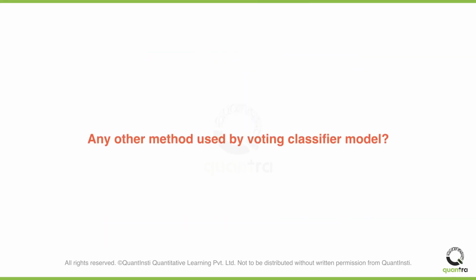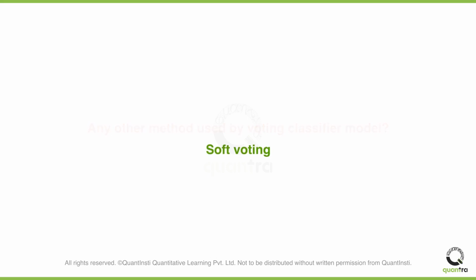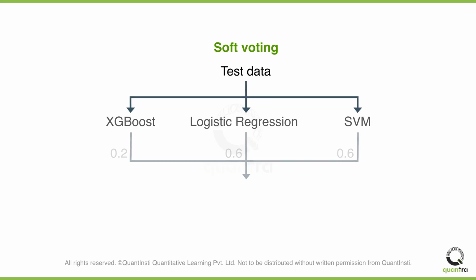Is there another method of voting which is used by the voting classifier model? Yes. It is called soft voting. Let's see this in detail. In soft voting, the voting classifier model checks the probability of occurrence of all possible classes.